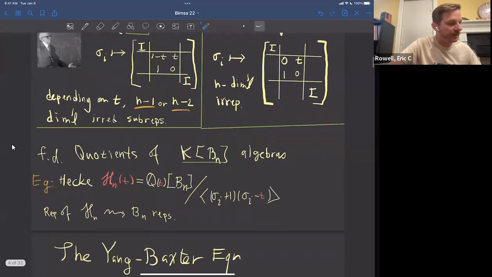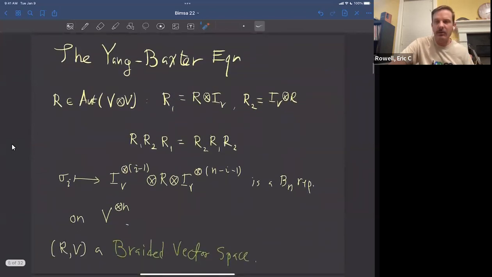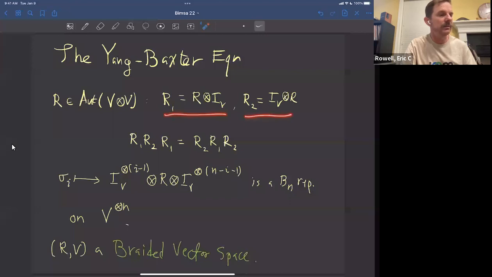And another way of getting representations of the Braid group is to look at the Yang-Baxter equation. So this comes from statistical mechanics, also quite classical. So you have some vector space V, and you look at an invertible operator R on V tensor V. Then you define R1 and R2 in this way, just tensor up with the identity on V. So these act on 3 copies of V.